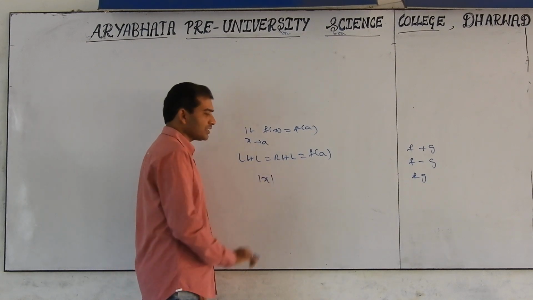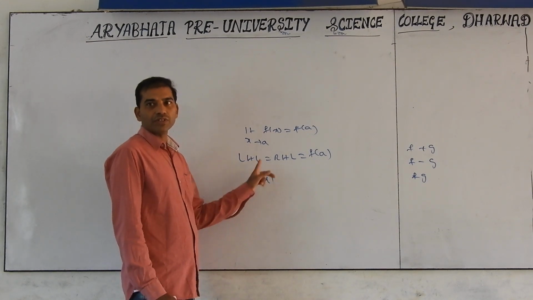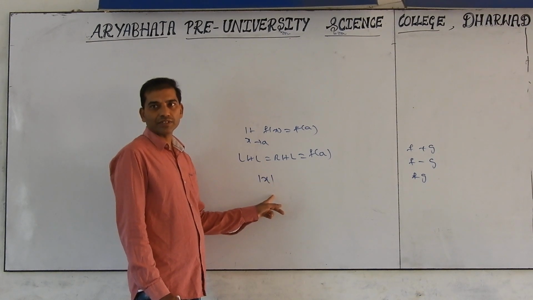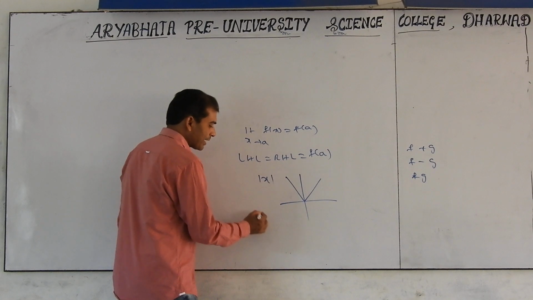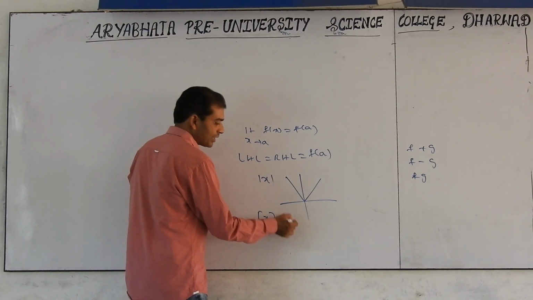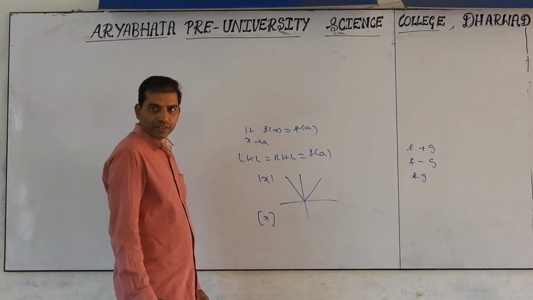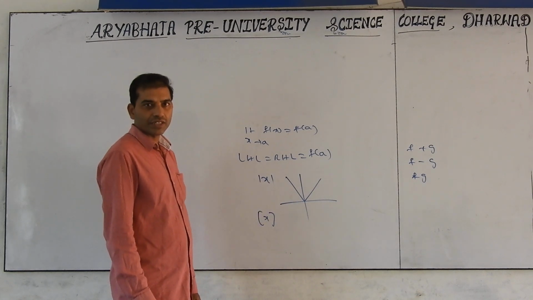Mod x is changing at what point? 0. Then we should find the left limit and right limit. So mod x is continuous everywhere. Step x is continuous at non-integers, and it is not continuous at integers.